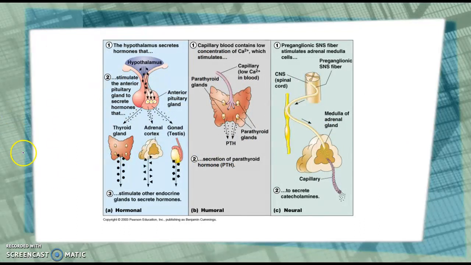So let's look. We're looking at picture A here, which is the hormonal stimuli. So here's your hypothalamus. The hypothalamus is actually going to secrete its own hormone that stimulates your anterior pituitary gland. Your anterior pituitary gland can then go to the thyroid gland. It releases a hormone called the thyroid stimulating hormone, which then stimulates the thyroid gland to release a metabolic hormone, or the thyroid hormone. So the release of this hormone here from the anterior pituitary gland actually stimulates the release of this hormone here. So it's one hormone stimulating another hormone.